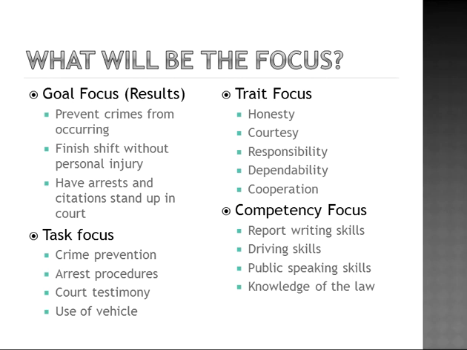For example, it could be to prevent crimes from occurring, finish shift without injury, okay, personal injury, have arrests and citations stand up in court. So what we're looking at here are some possible dimensions for a police officer. Task focus: is it crime prevention, arrest procedures, court testimony, the use of your vehicle? Or is it trait focused: honesty, courtesy, responsibility, dependability or cooperation, or competency focused?